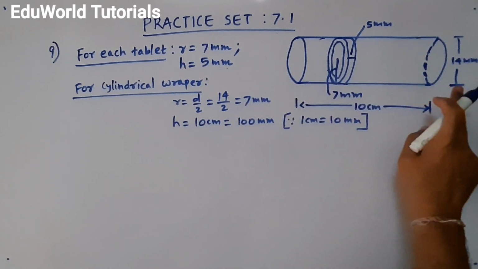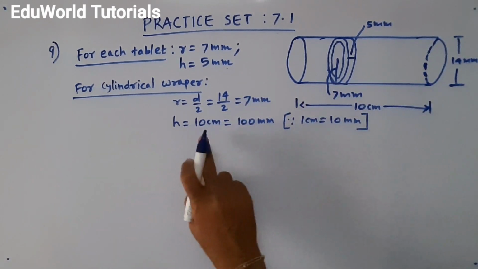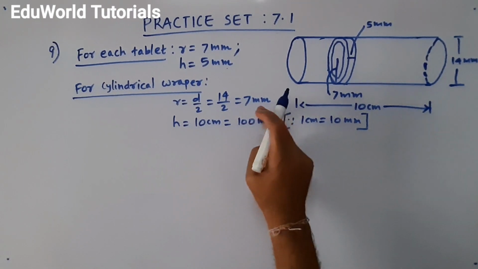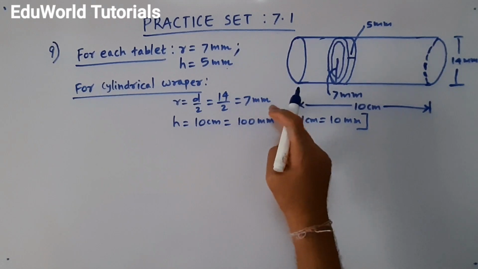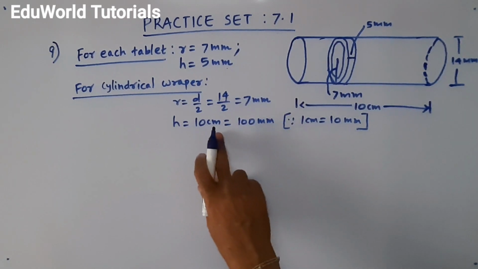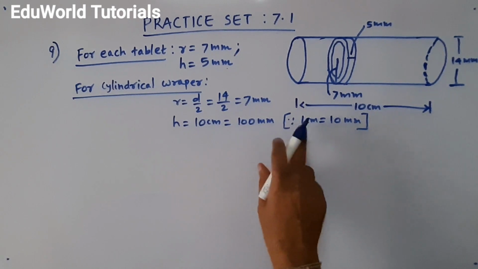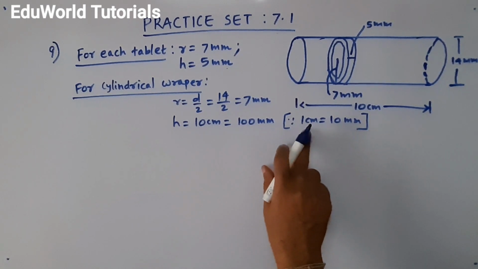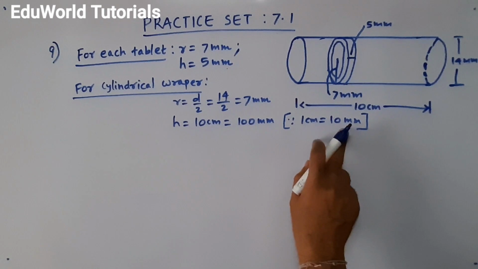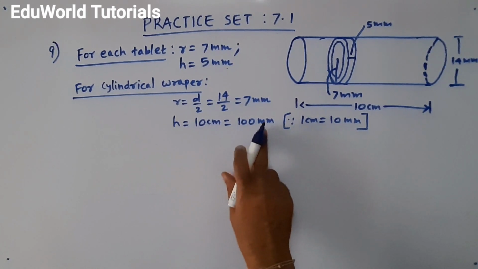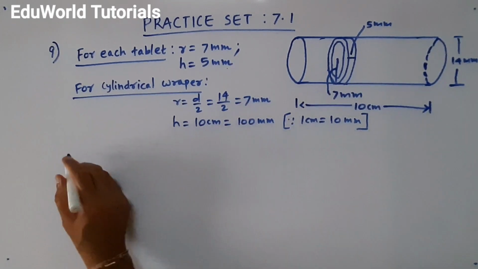And the height of this cylinder is this length, 10 centimeter, which we will convert to millimeter. Why? Because all these dimensions are in millimeter. So better we convert this dimension, which is in centimeter, into millimeter. You know that 1 centimeter stands for 10 millimeter. So for 10 centimeter there will be 100 millimeter. Now all of them are converted into the same units. Now we know what to do.